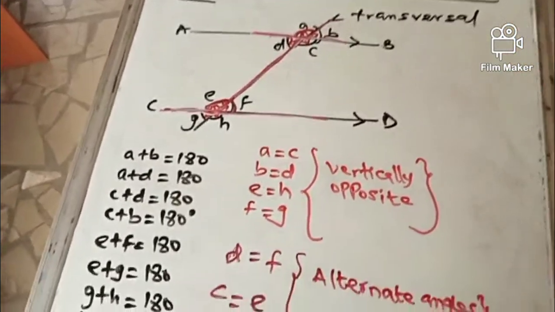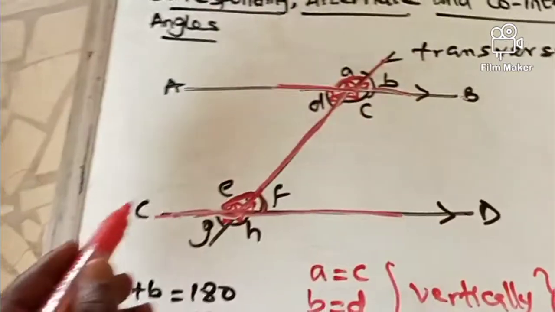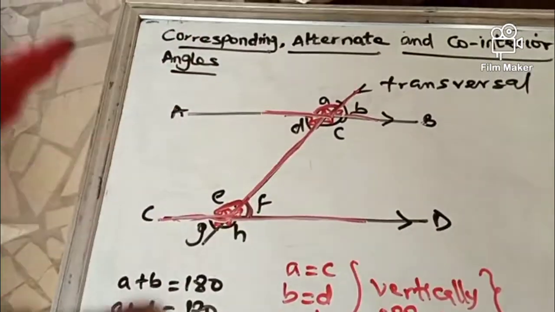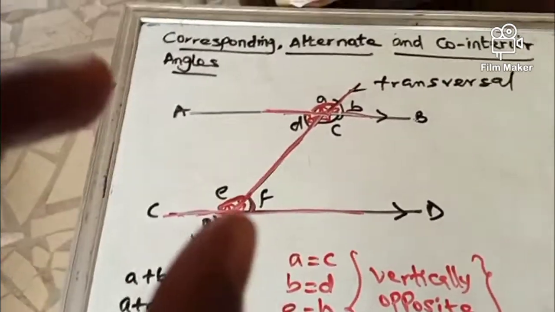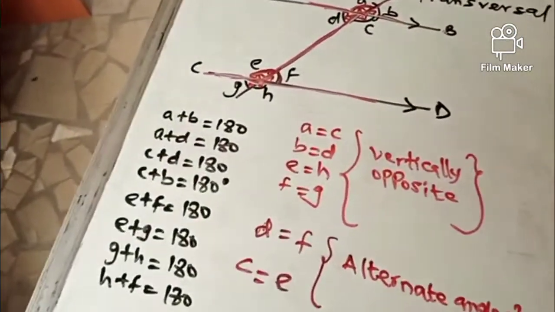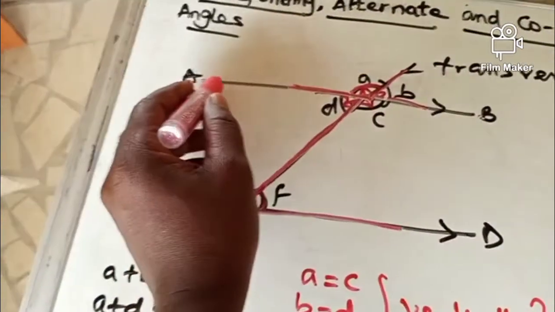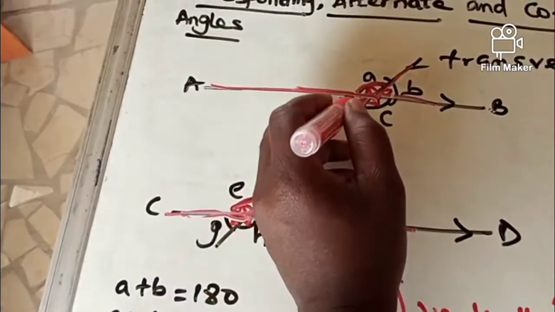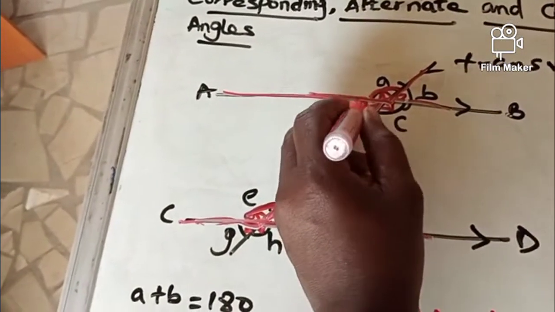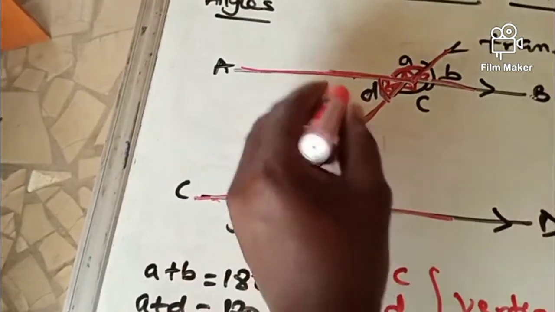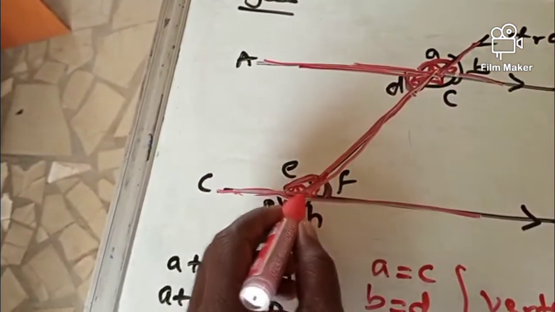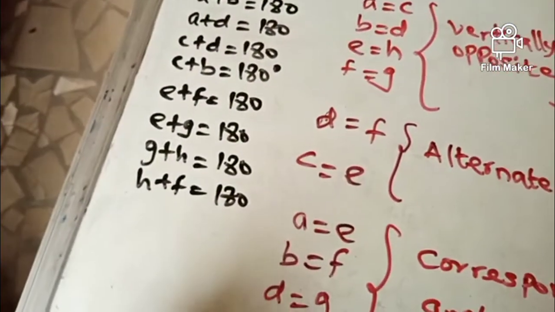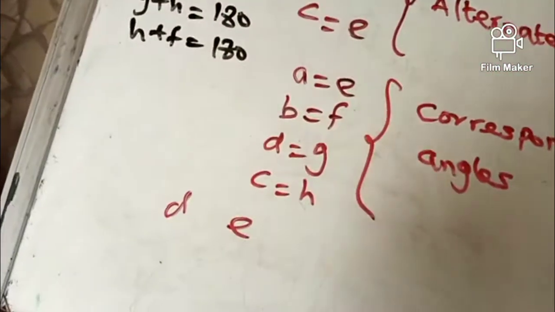And don't forget, when two lines are parallel, that's when we can have corresponding, alternate, and co-interior angles. So I discovered I have not talked about co-interior angles. Now, this line AB and CD are parallel. So this D here and E here, they are enclosed here. That means D and E, they are co-interior.